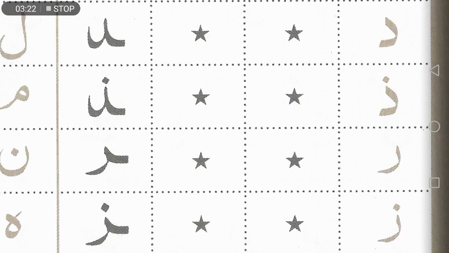Dal, dhal, ra, za are end letters or naughty letters, so they won't have those different ways of writing them when they come at the beginning and in the middle.